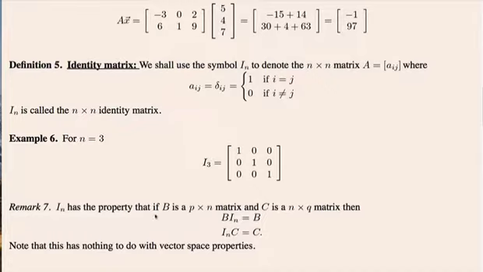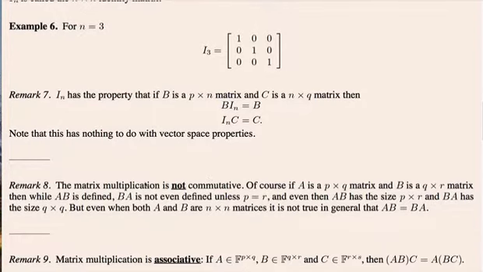This identity matrix I_n has the property that if B is a P by N matrix and C is an N by Q matrix, then we can do the B times I_n multiplication because N matches the size of the I_n, and B times the identity matrix is B, and similarly I_n times the C matrix is just the C matrix if the dimensions match and if these multiplications are defined. So this has nothing to do with the vector space properties. If you check the vector space properties, we don't have anything like this.